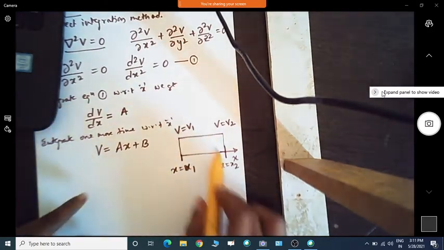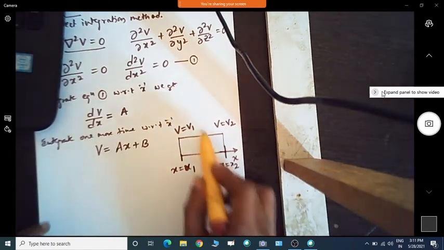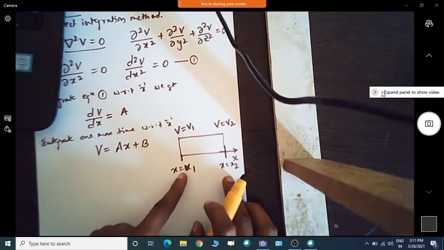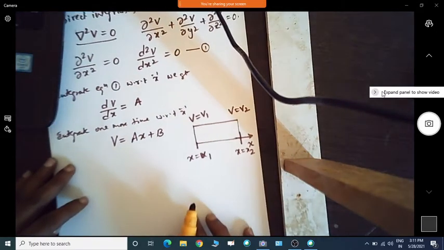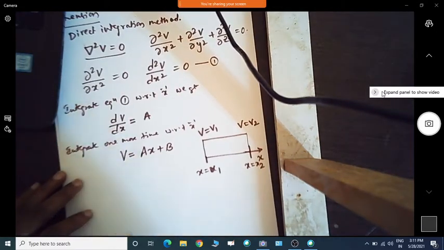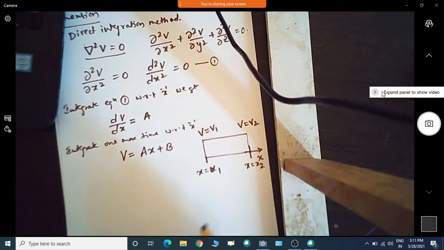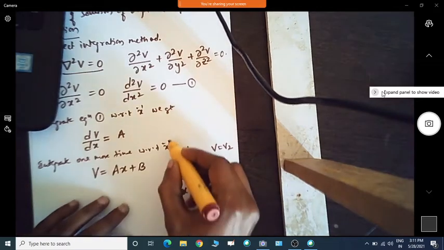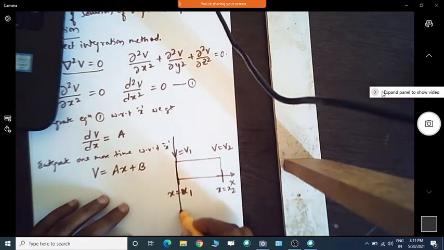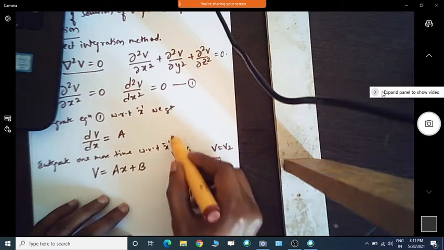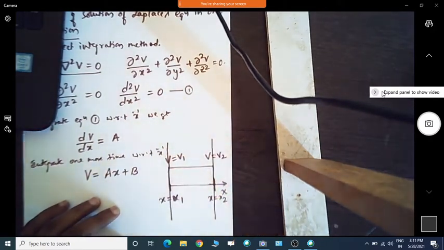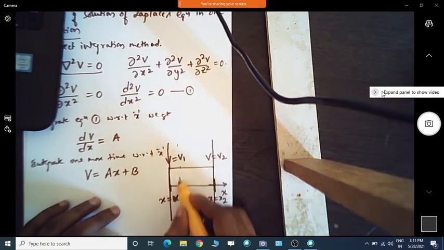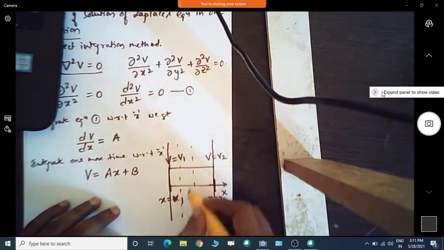Now if I apply this, the problem in general, whatever it is with the different boundary conditions or different values of x, we are able to solve for the potential function with respect to x. Whatever we take at some position, this is an equipotential surface, that is, the potential is constant throughout this surface, and similarly at this surface the potential is constant. Anywhere you take at any position, the potential is constant.